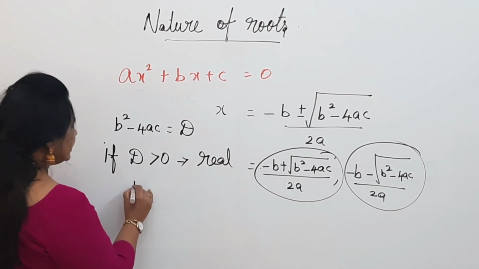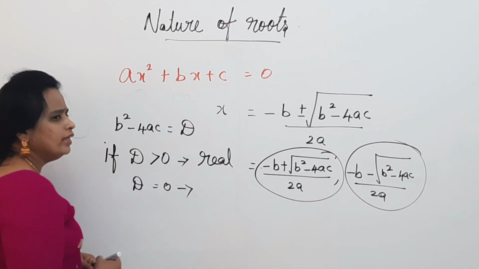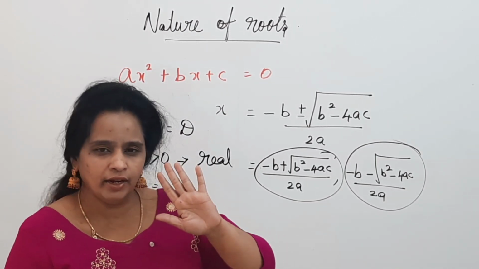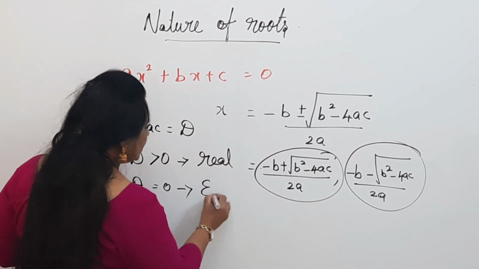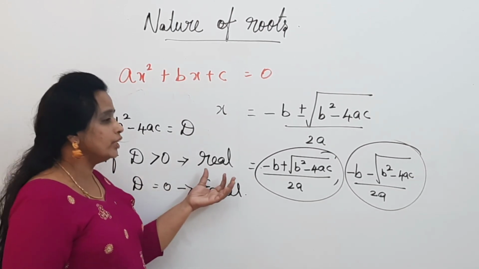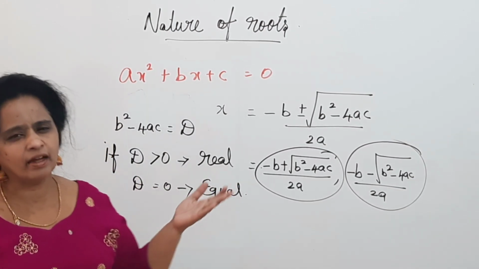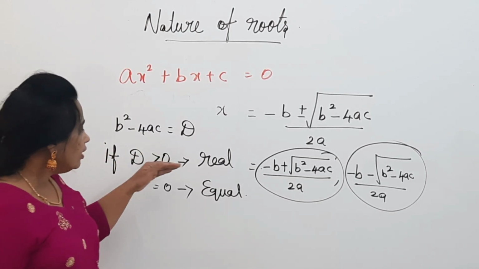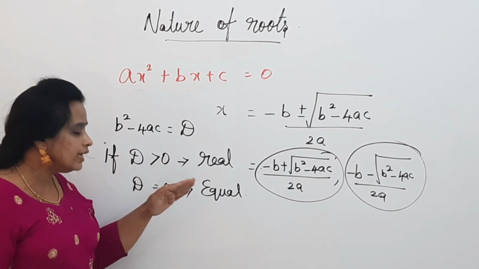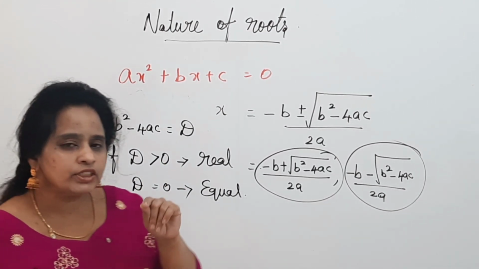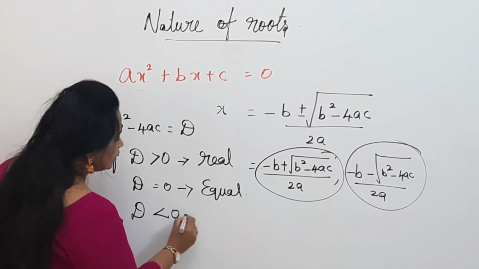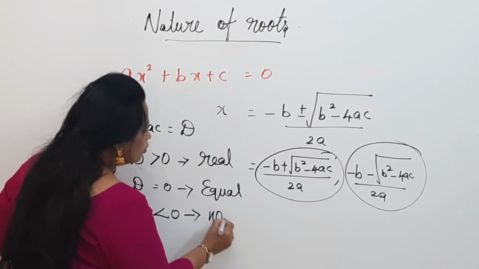If D is equal to 0, suppose it becomes 0, that means you will have two distinct roots which are going to be equal. That is, two roots are going to be equal. I'll give an example, don't worry, since few students will not get this point. What is real, ma'am? What is equal, ma'am? I'll give the example, you will understand clearly. So, real if the discriminant is greater than 0, and if D is equal to 0, the two roots are equal. If suppose D is less than 0, then no roots exist.